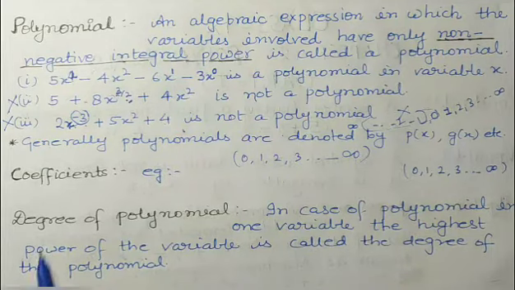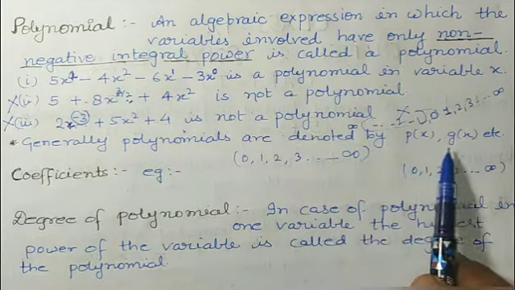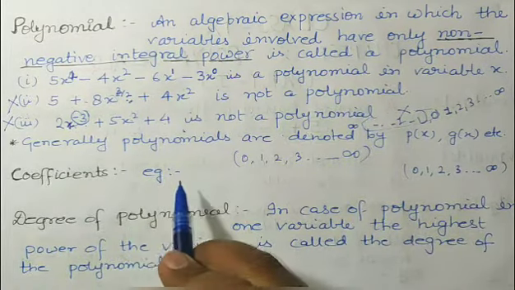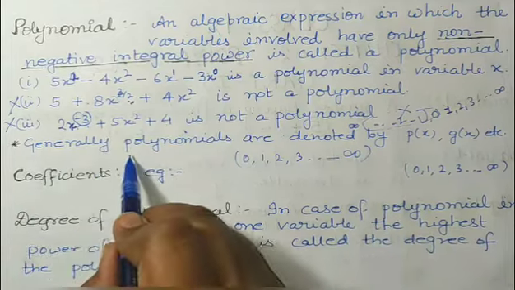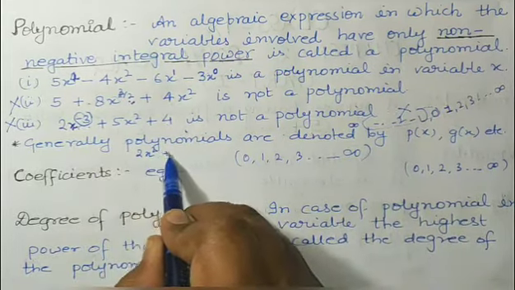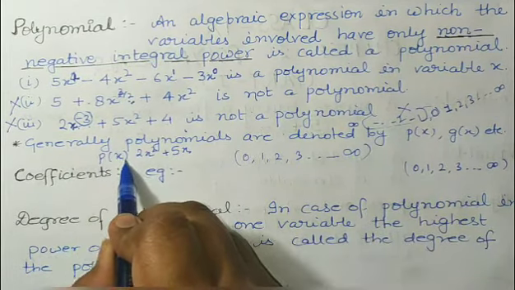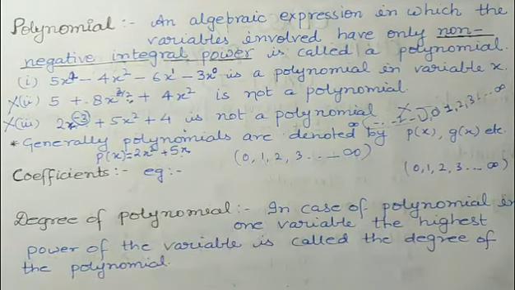Now, generally polynomials are denoted by p(x), g(x), q(x), r(x). You can write any polynomial, like if you have written 2x square plus 5x, and you want to give it a name, you can write p(x) is equal to 2x square plus 5x.